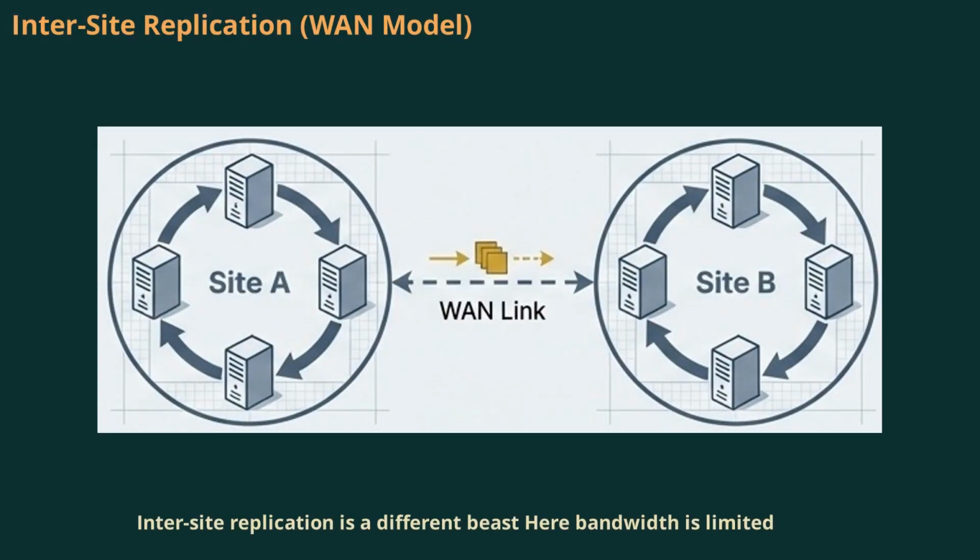Inter-site replication is a different beast. Here, bandwidth is limited, unreliable, or costly. To address these constraints, replication is scheduled, changes are compressed, and the process is cost-based. The goal is to conserve network resources while maintaining directory consistency. Every component of inter-site replication is designed with WAN efficiency in mind, from the way data is packaged to the timing of replication events. This model is essential for organizations with geographically dispersed sites connected by wide area networks.